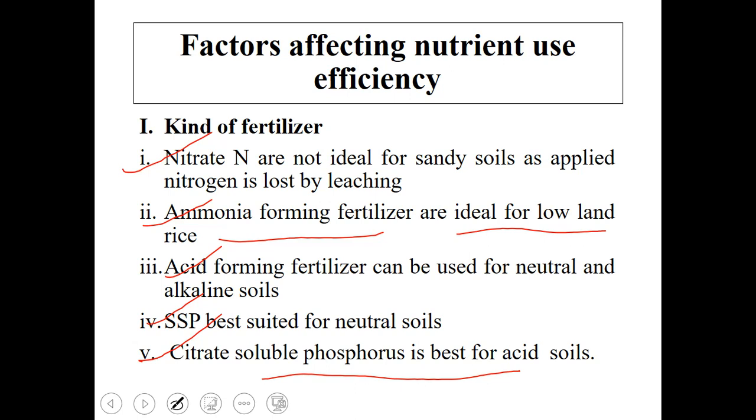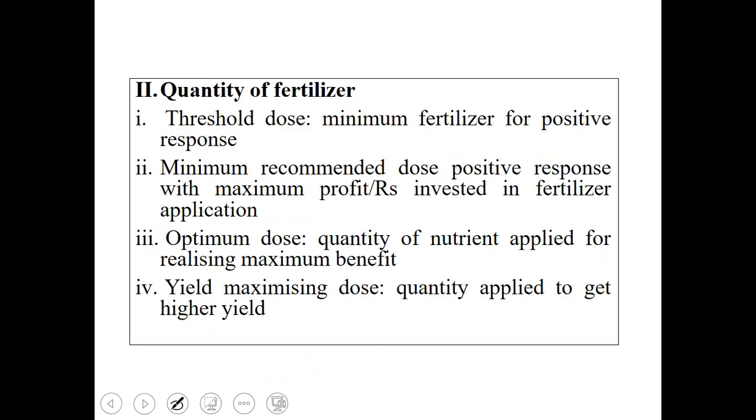phosphorus fertilizers there are two types. One is water soluble and citrate soluble. This SSP, DSP, whatever we learned, those come under water soluble fertilizers, and citrate soluble fertilizers are there like bone meal or rock phosphate. So those come under citrate soluble phosphorus. But don't worry about this. Just understand the basic principle of why which type of fertilizer is suitable to which type of soil.